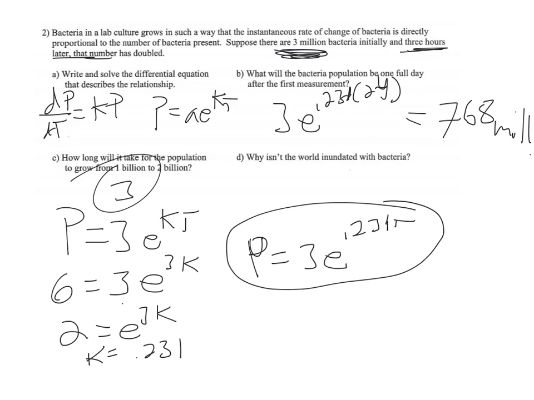Why isn't the world inundated with bacteria? Well, they die off faster than they're... Actually, a better answer is, this is not a straight exponential growth model. Usually what happens is they'll grow exponentially for a while, and then they'll level off. And in Calc 2, you'll learn about logistic growth models, and that's what this is.